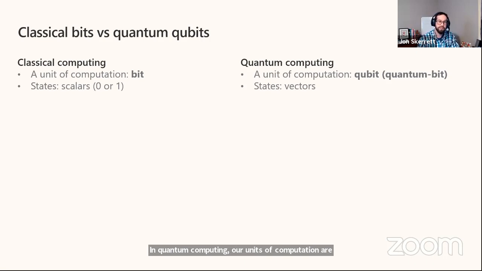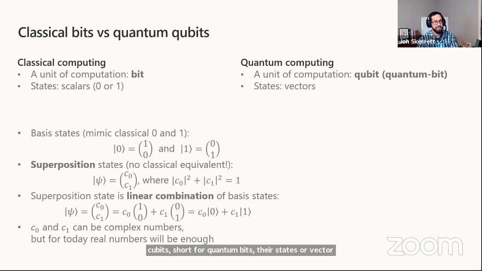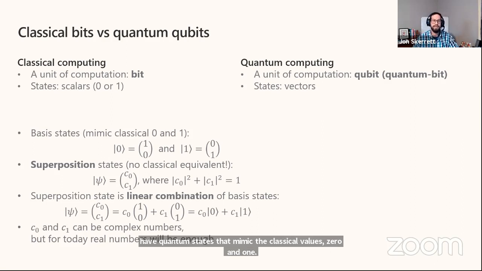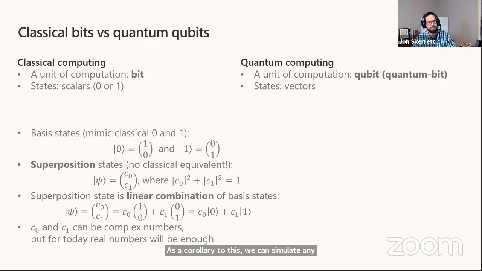In quantum computing, our units of computation are qubits, short for quantum bits. Their states are vectors, and this is where it gets interesting. We have quantum states that mimic the classical values 0 and 1. As a corollary of this, we can simulate any classical computation on a quantum computer. It's just that we don't really have a reason to do that, because we want to do purely quantum things on a quantum computer since that's what it's good at.